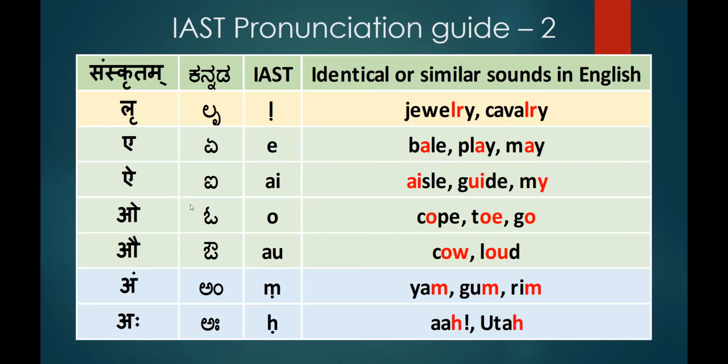So next we look at the next vowel, ai, as in ale, guide, my. The Y here will sound like i. So it's a long vowel. It has to be pronounced a little longer. Okay. Next. Au, like in cow, loud, ow. The ow sound is there.